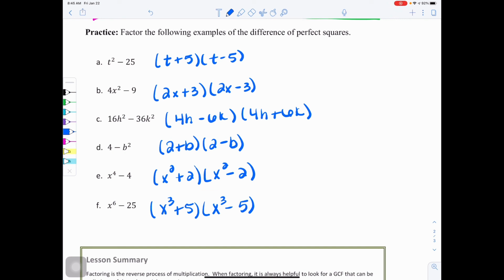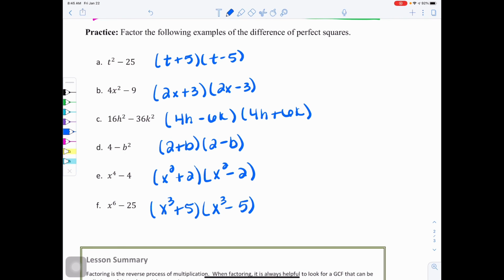In C, 16h squared, the square root would be 4h. 36k squared, the square root would be 6k. One plus, one minus. In D, 4 is a perfect square. The square root of 4 is 2. b squared is a perfect square. The square root of b squared is b. So 2 plus b, 2 minus b. In E, the square root of x to the fourth would be x squared. The square root of 4 is 2. So we have x squared plus 2 and x squared minus 2.